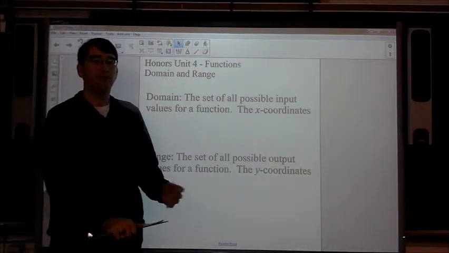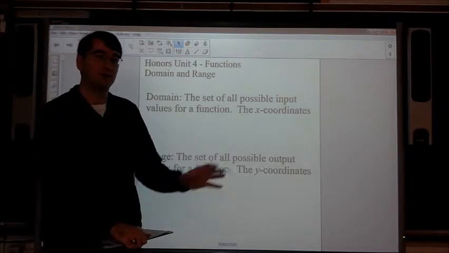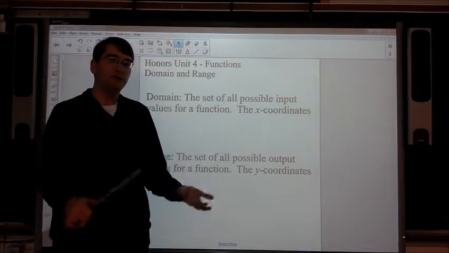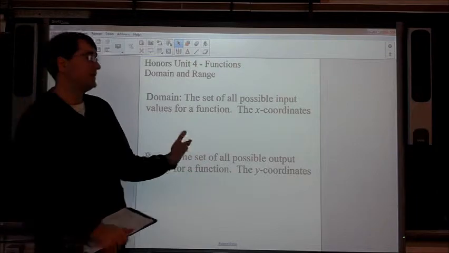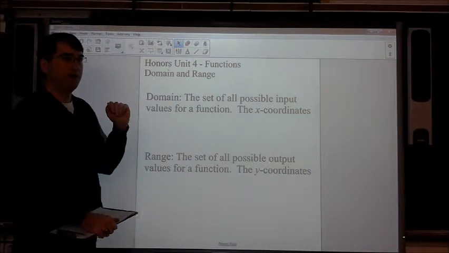It might depend on what the function is, and maybe you might get the same thing to come out from multiple different things plugging in. But generally, it's a relationship. That's what a function is. It's a relationship between a set of x's and a set of y's. And generally, we call those things the domain and range.